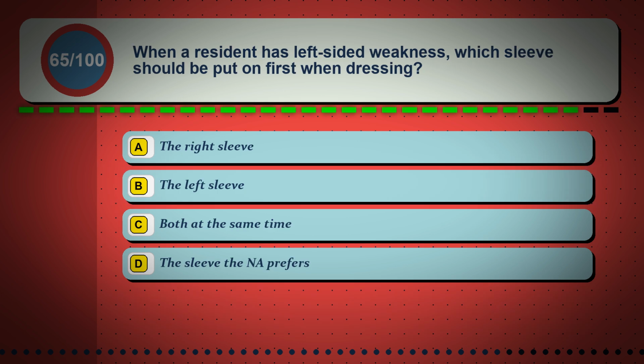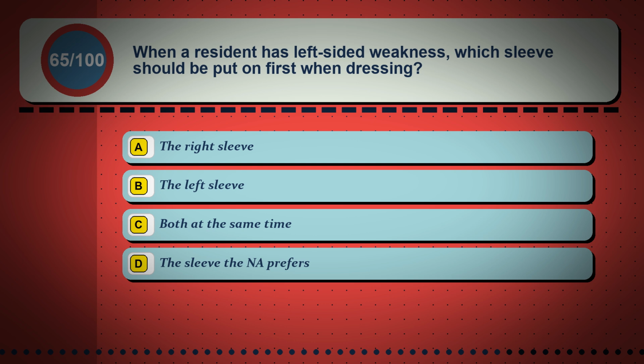Question 65. When a resident has left-sided weakness, which sleeve should be put on first when dressing? Option A, the right sleeve, option B, the left sleeve, option C, both at the same time, option D, the sleeve the NA prefers.